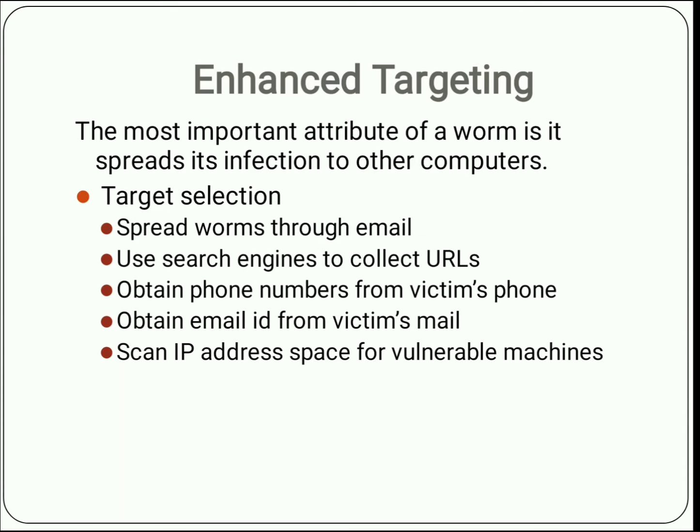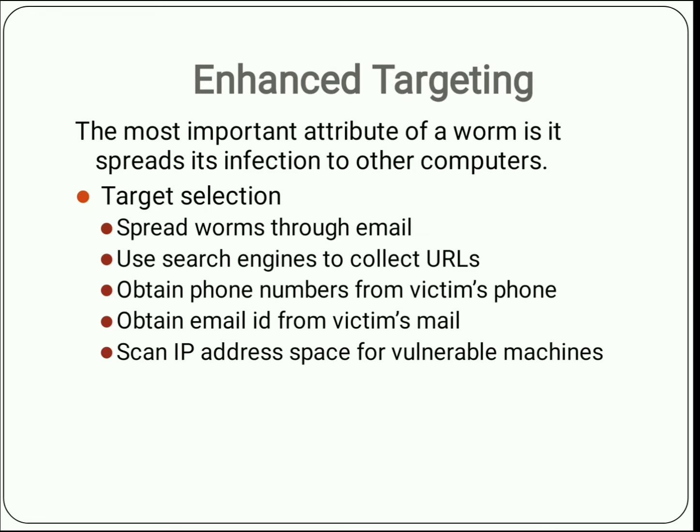Then it can obtain phone numbers of victims. It is very easy to find the victim's phone numbers. Then it obtains email IDs from the victim's mail. It can also scan IP address space for vulnerable machines. This is a type of internet scanning worm. Internet scanning worms scan IP address space for vulnerable machines. Actually, in this way, there are two main worms working: Code Red version 1 and Code Red version 2. These are very famous worms. You can check them on the web.